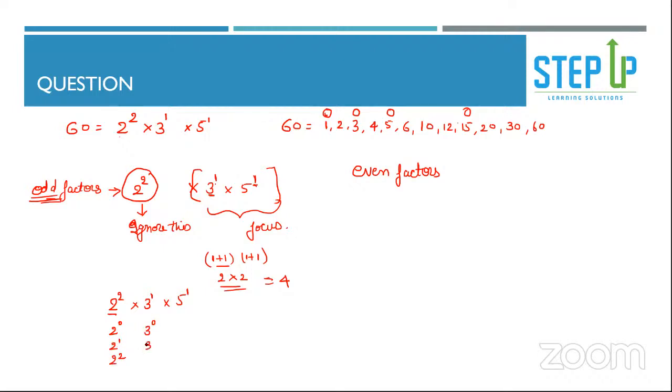3 to the power 0, 3 to the power 1, 5 to the power 0 and 5 to the power 1. Now people, again, let me write here only. I'll try to explain how we are getting this. 2 to the power 0, 2 to the power 1, 2 to the power 2, 3 to the power 0, 3 to the power 1, 5 to the power 0, 5 to the power 1.